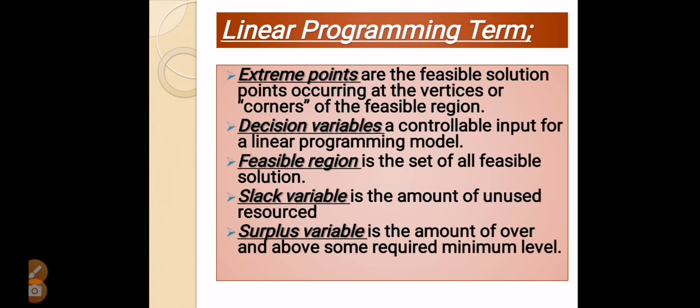Slack variable is the amount of unused resource. It is added to the formulation of a linear programming problem to represent slack or idle capacity. Surplus variable is the amount over and above some required minimum level. So these represent an excess of the constraint requirement level. Surplus variables contribute nothing to the calculated value of the objective function.